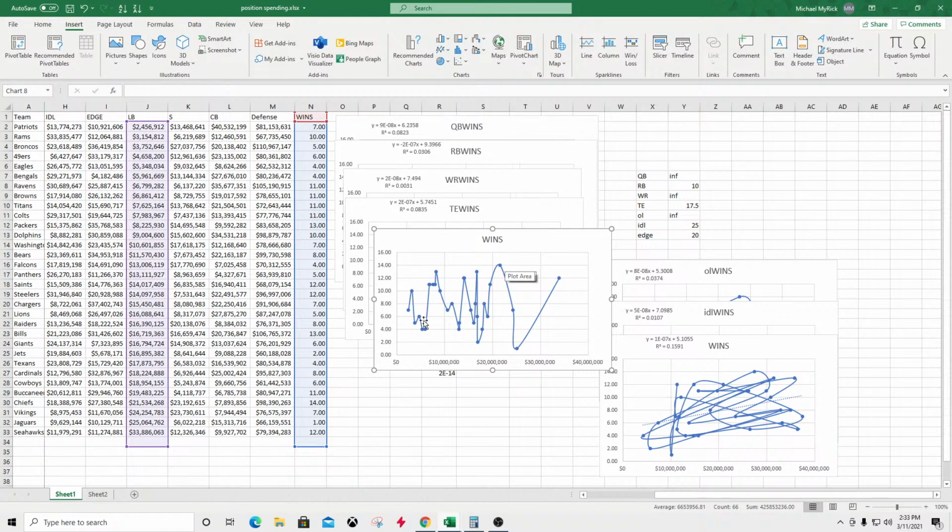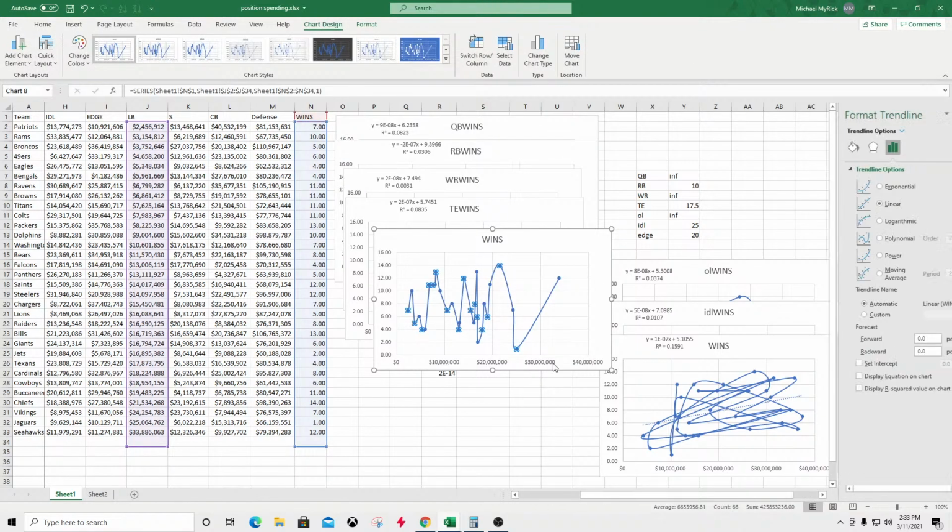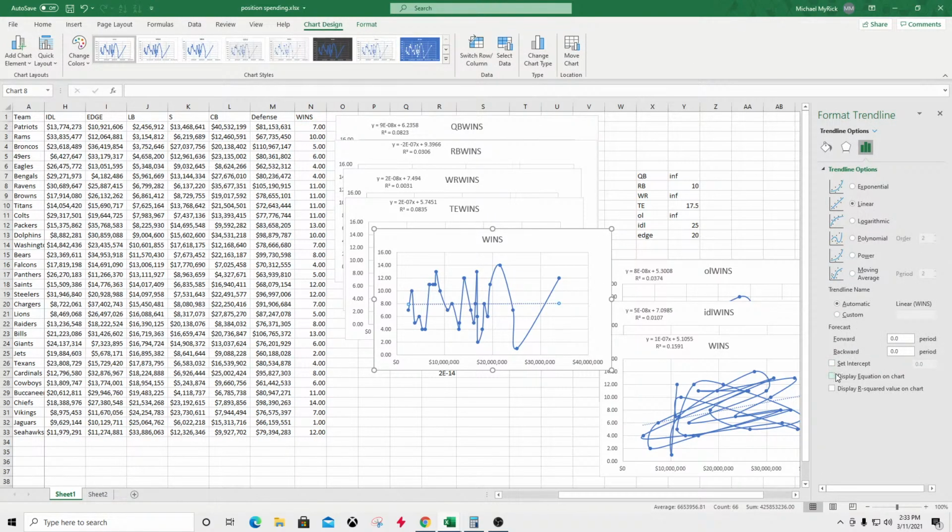All right. You almost have like a definite curve about to hit here, and then the Seahawks with their overspending and getting 12 wins. Are they overspending if they get 12 wins, though? Can't argue with the winner.